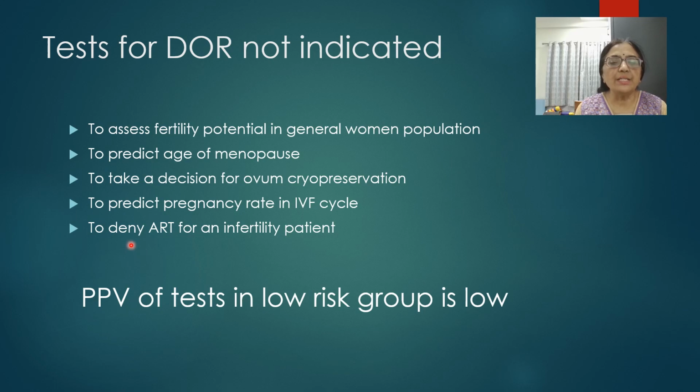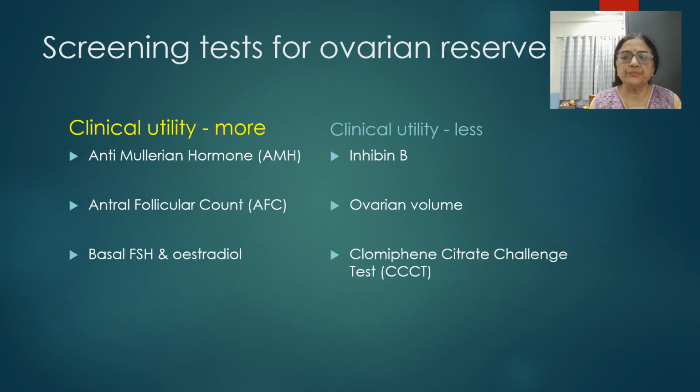And what is most important, as I said, is that these tests are not indicated to deny ART to any infertility patient, because it has been seen that even in spite of a very poor result of diminished ovarian reserve, there are reports of successful pregnancy in the literature. And the basis for this is that the positive predictive value of the test is low in a low risk group, and that is why it should not be applied to the general women population.